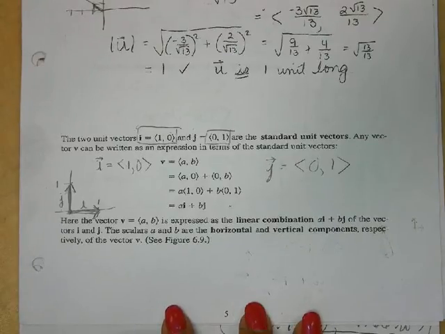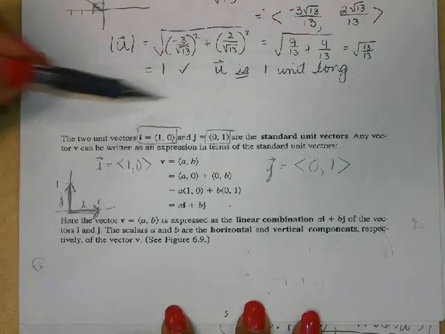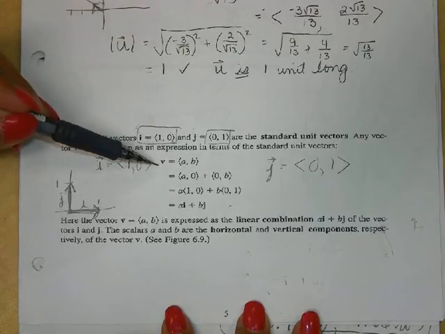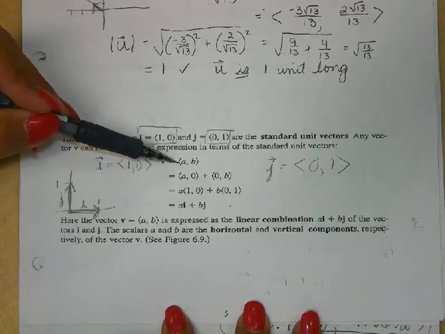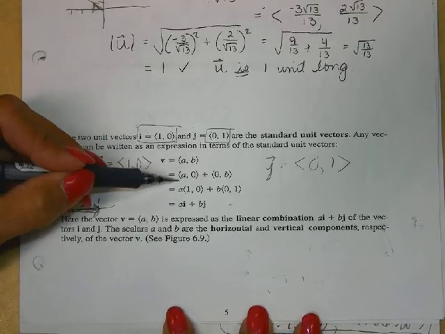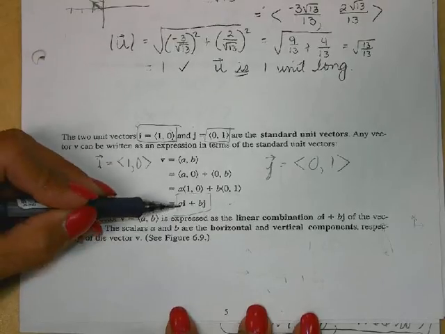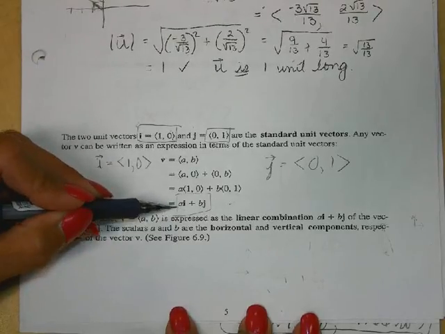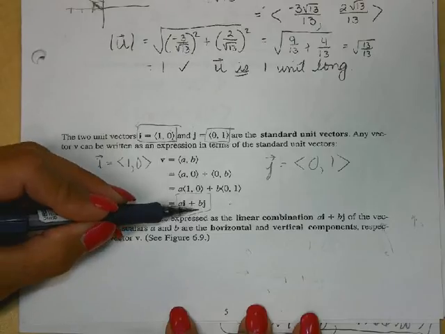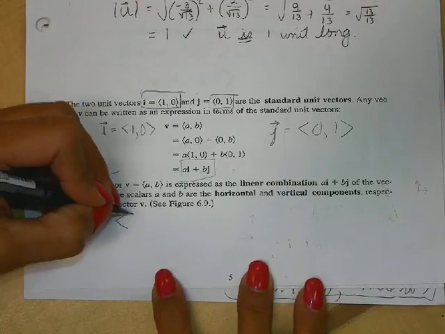Now every vector we have that's in component form in particular can be written as a linear combination of these two vectors. So if I had a vector v that was in component form or in rectangular form a, b, then I can think of this as adding a whole bunch of i movements, a of those, plus a whole bunch of j movements, b of those.